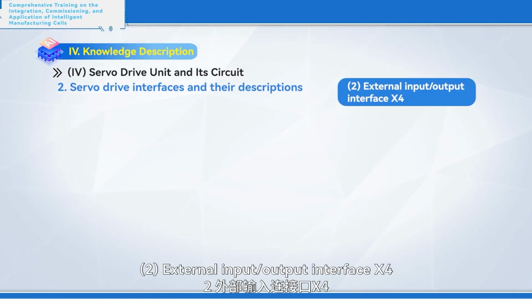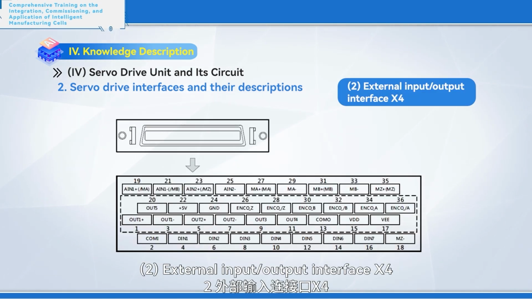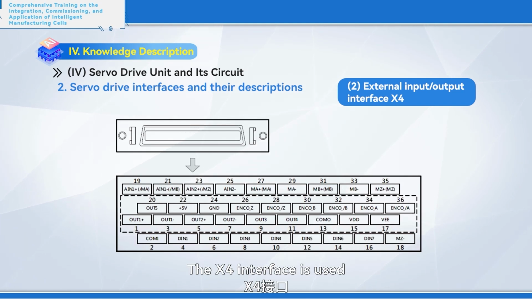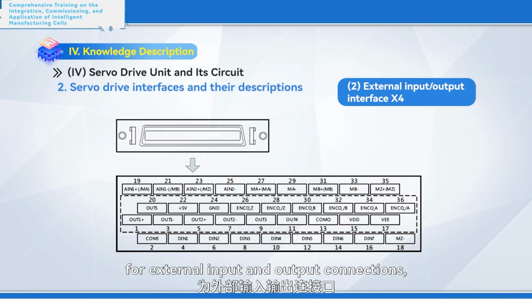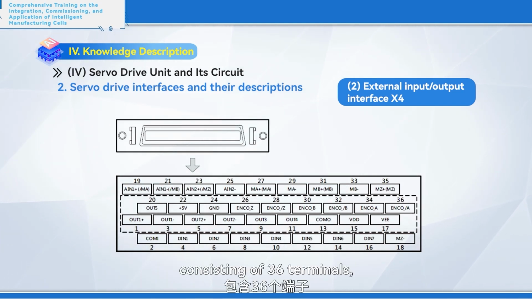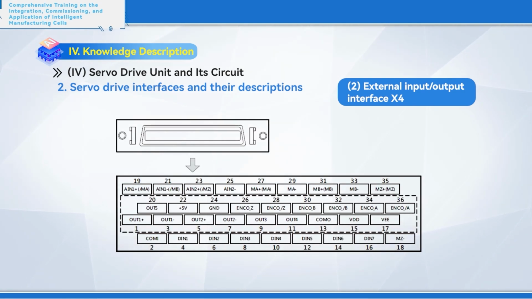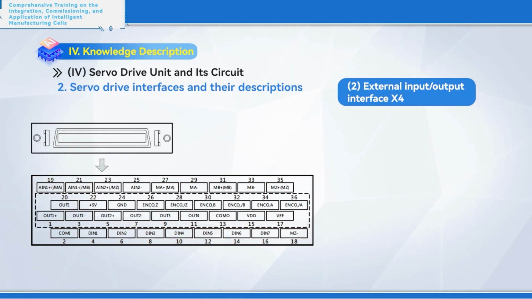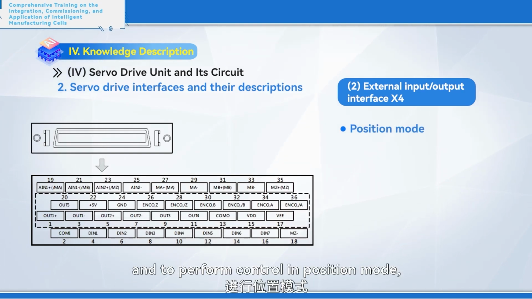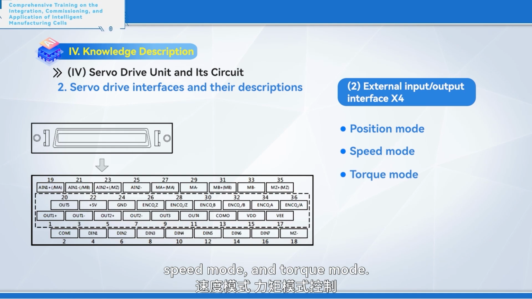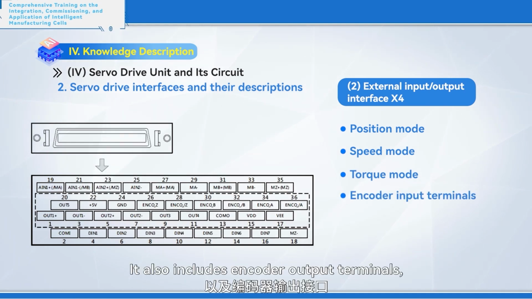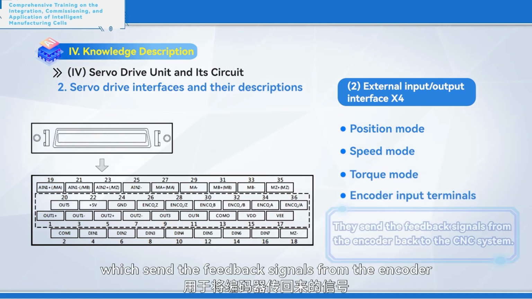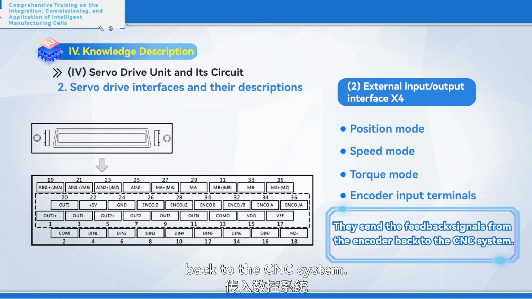2. External input-output interface X4. The X4 interface is used for external input and output connections, consisting of 36 terminals, each with its specific function. These terminals are used to receive external input signals and to perform control in position mode, speed mode, and torque mode. It also includes encoder output terminals, which send the feedback signals from the encoder back to the CNC system.